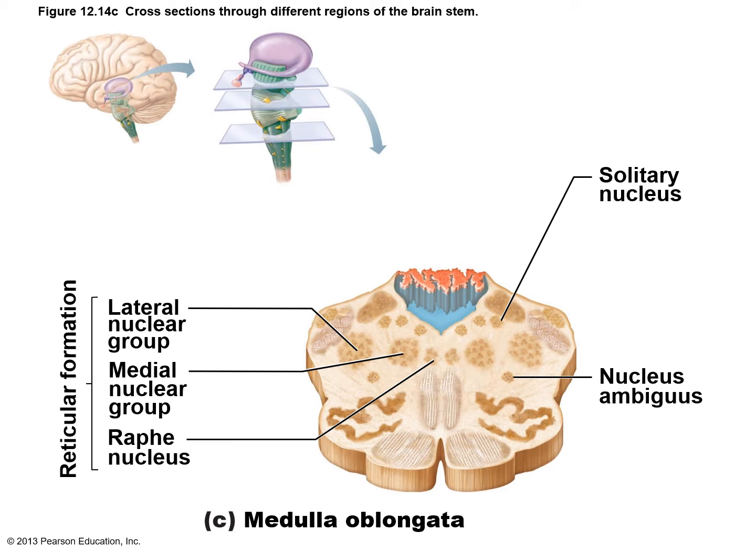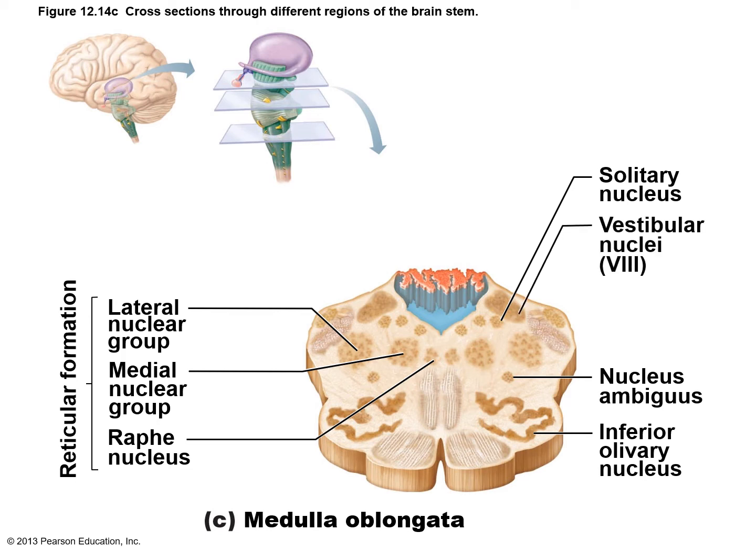This is the nucleus ambiguus. I don't know the origin of that name. This is the inferior olivary nucleus, and we discussed what the olivary nuclei control previously. These are nuclei for the vestibular portion of the vestibulocochlear nerve. This is the nucleus for the cochlear portion of the vestibulocochlear nerve.